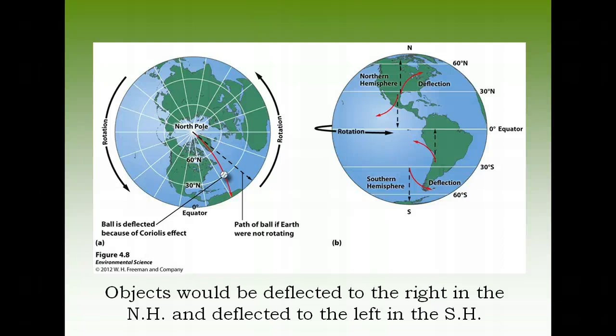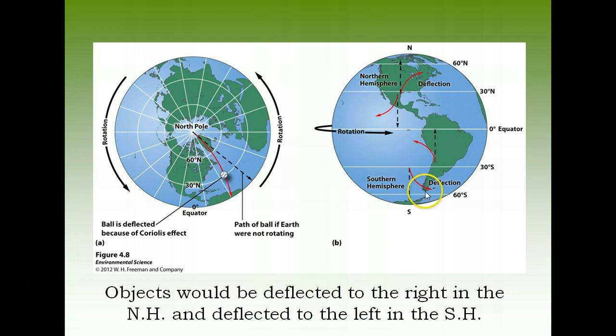Now that may look like left from your position right here, but you have to imagine yourself standing at the North Pole. As you throw that ball, it would be deflected because of the spin of the Earth in the Northern Hemisphere. So notice that if the Earth did not rotate, the ball would just go in a straight line. But the Earth does rotate. So as the Earth is going this way, counterclockwise, the object being thrown in the Northern Hemisphere will deflect to the right.